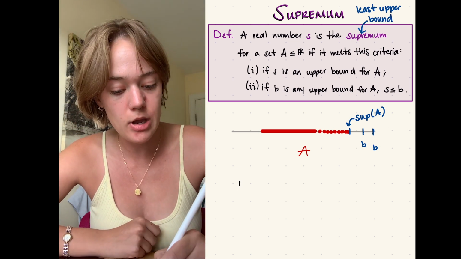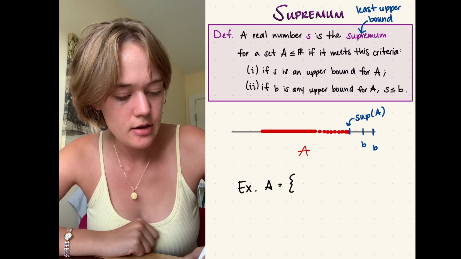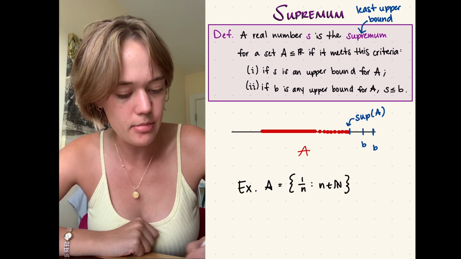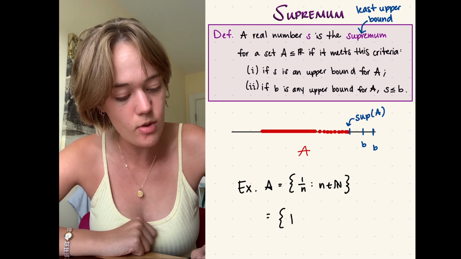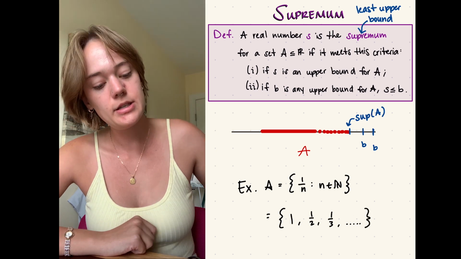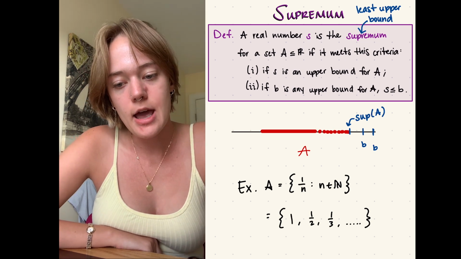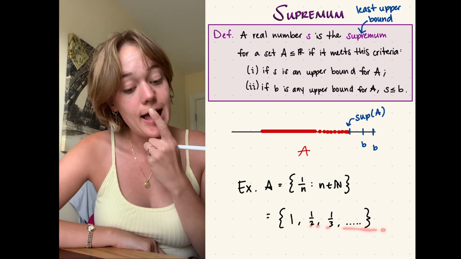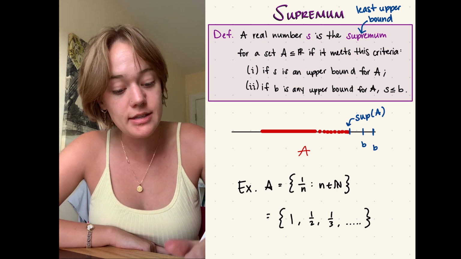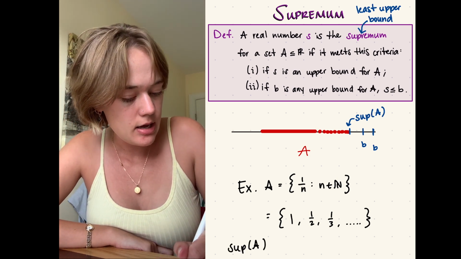And let's think of an example. Let's call our A set 1 over n, where n is within our natural numbers. So that's going to be the set of 1 over 1, so 1, 1 over 2, 1 over 3, and so on. You can see that the supremum for this set is going to be 1, right? That is an upper bound. All of my other elements within the set are less than that. And for all other upper bounds that I could have, 2, 3, 4, anything bigger, this is going to be the least upper bound. So the sup of A here is going to be 1.